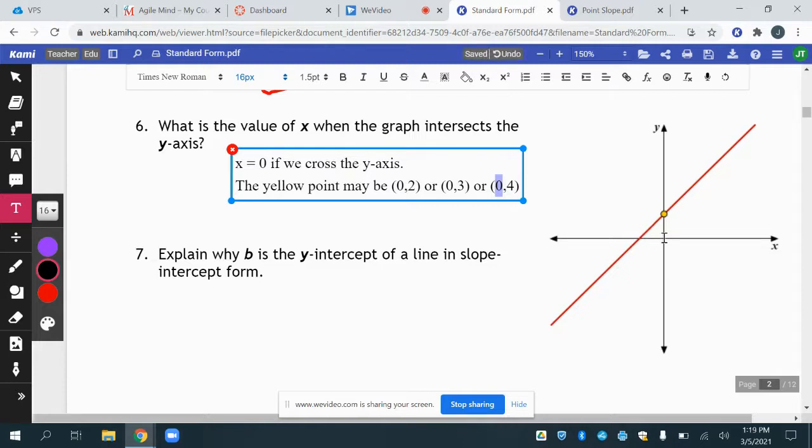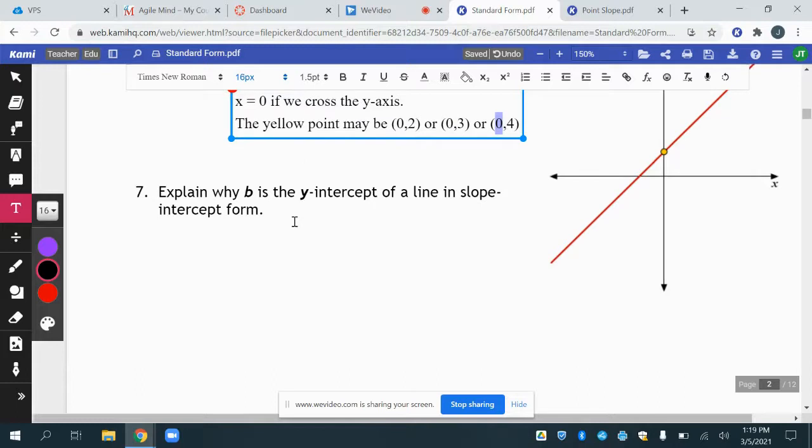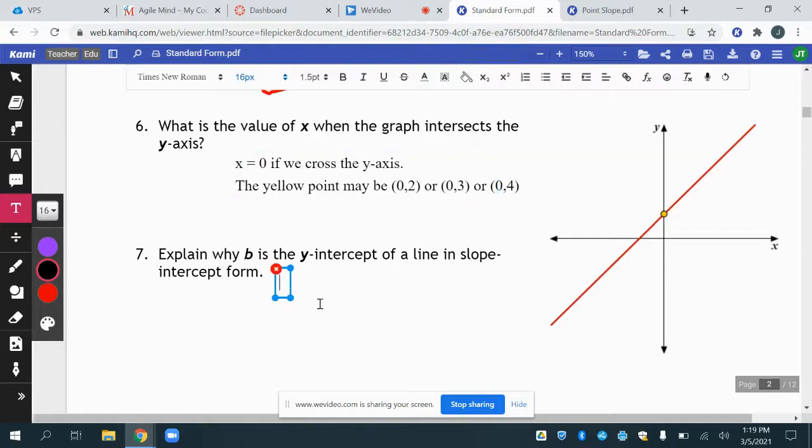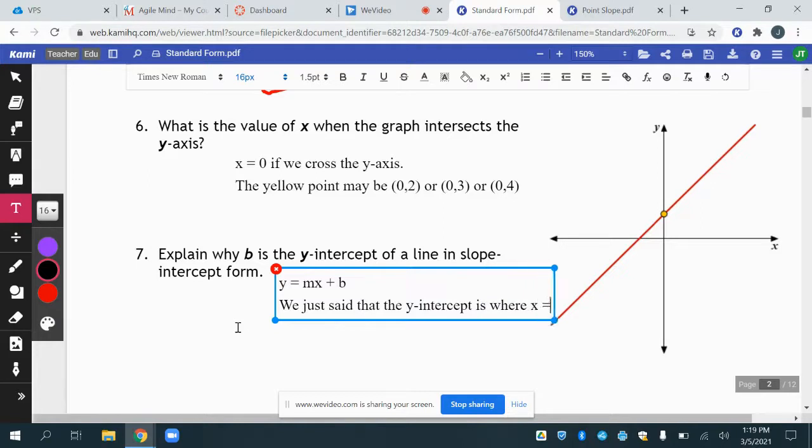Why? Because this point is not to the right, and it's not to the left. It's in the middle of this graph on the y-axis. That's what we mean when we say x is 0. The first number of that point is 0, the x coordinate. Okay, so explain why b in y equals mx plus b is the y-intercept. Okay, so we have y equals mx plus b, right? Now, we just said that the y-intercept is where x equals 0, correct?